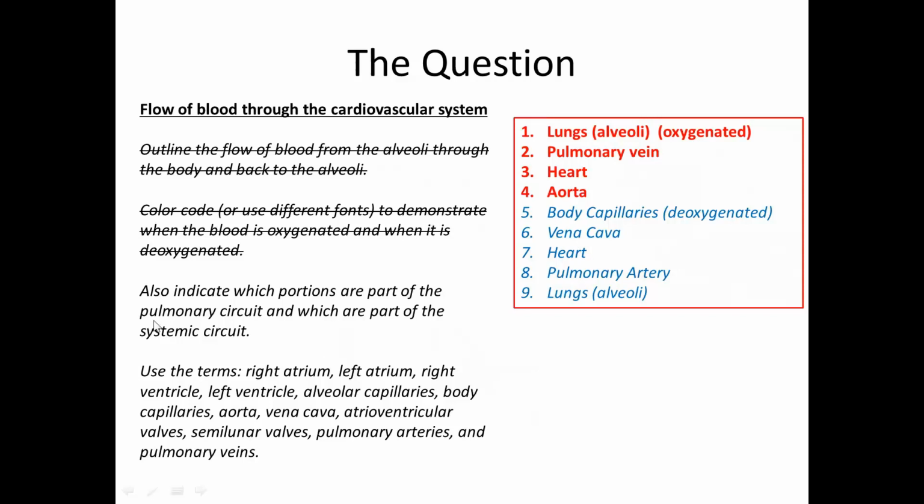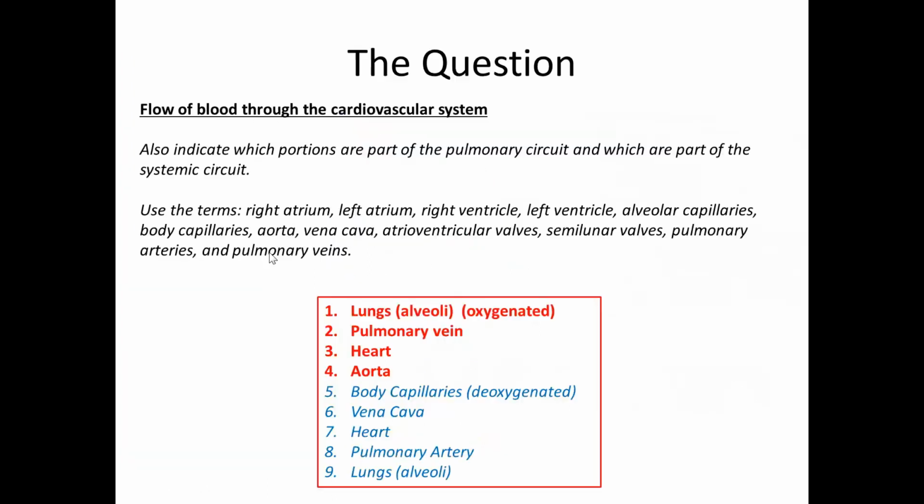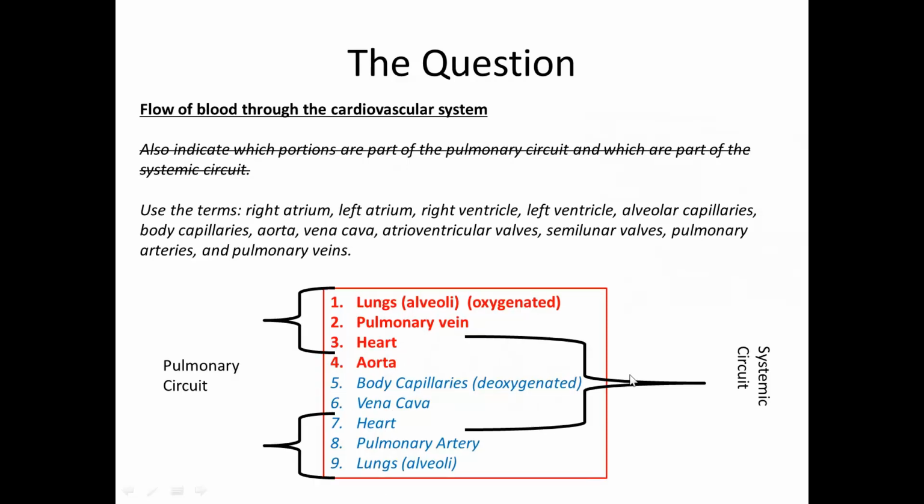All right, what's next? Indicate which portions are part of the pulmonary circuit and which part of the systemic circuit. Again, if you go back to this picture, it has those terms over here, and now I can start to figure out what's happening. The pulmonary circuit is from the heart to the lungs and back. The systemic circuit is from the heart to the body and back. Now I'm going to lay that out over my chart here. This is what I had written before, and now I'm going to overlay it: I know this is all systemic circuit, heart to the body and back, and then heart to the lungs and back, that's all pulmonary circuit.